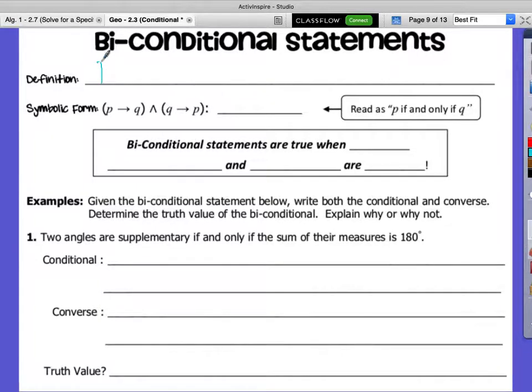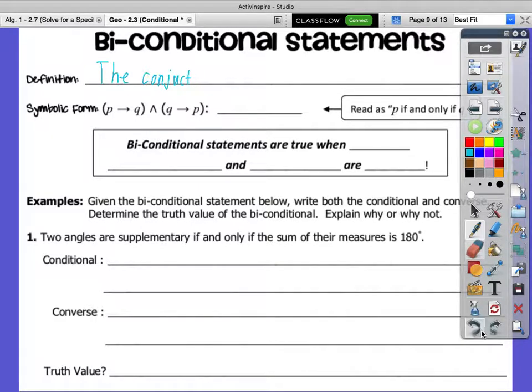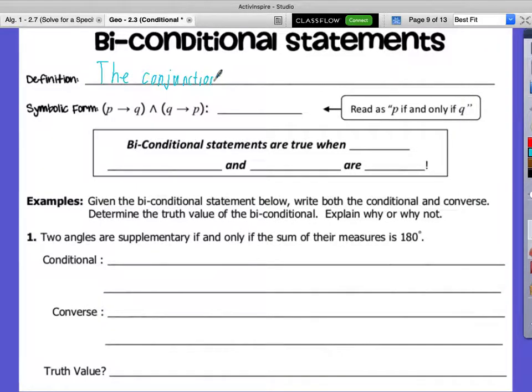Definition. The conjunction. Conjunction was our and statement. The conjunction of a conditional and its converse. So conjunction means our and symbol. We're putting our conditional statement, our if-then, together with the converse, the flipped order of that, and making it an and statement. So kind of like our truth table a little bit.